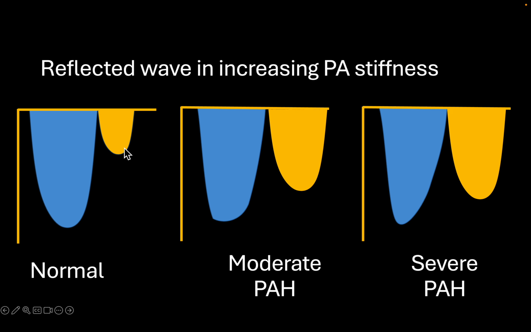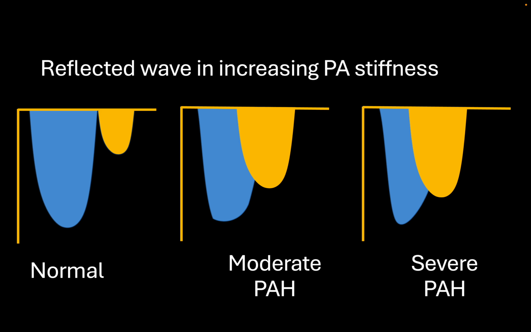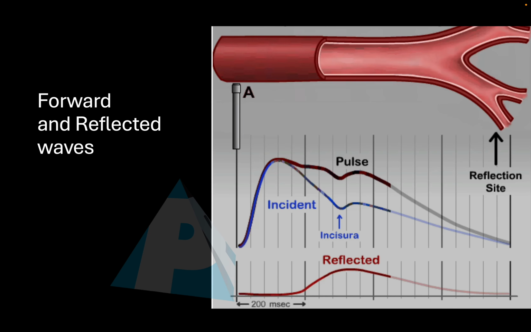Normally there are two waves, a forward wave and a reflected wave. Normally the reflected wave falls somewhere here, not on the forward flow. When there is PAH, the arteries become stiff and the waves are reflected quickly, and in severe PAH the waves are far closer. So a late systolic notch indicates moderate PAH, while an early or mid-systolic notch indicates more severe PAH.